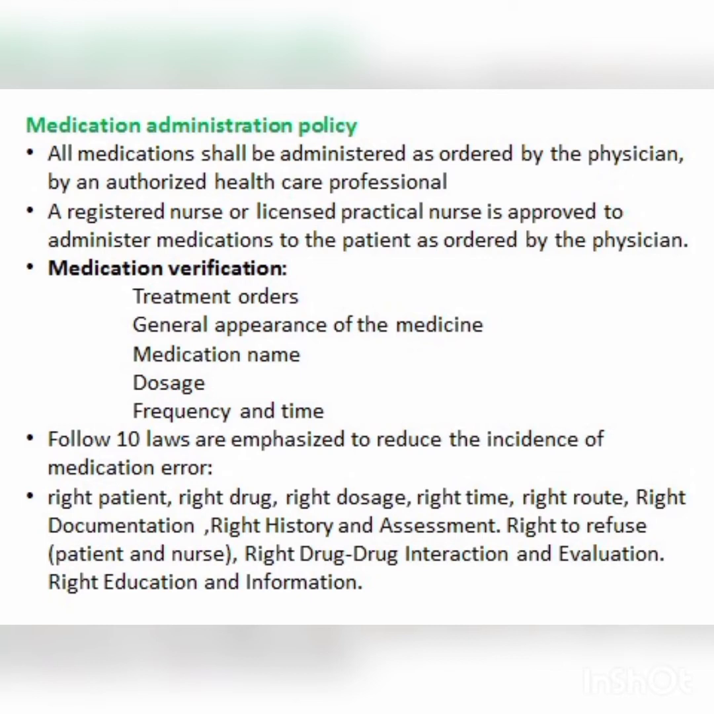So what are the 10 rights? They are: right patient, right drug, right dose, right time, right route, right documentation, right history and assessment, right to refuse, right drug interaction and evaluation, and right education and information. So these are the 10 rights. They have to be followed whenever administering medications. This is regarding the medication administration policy.